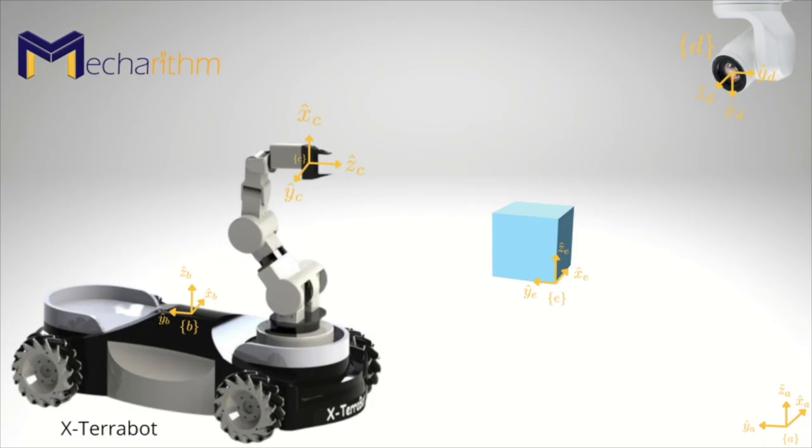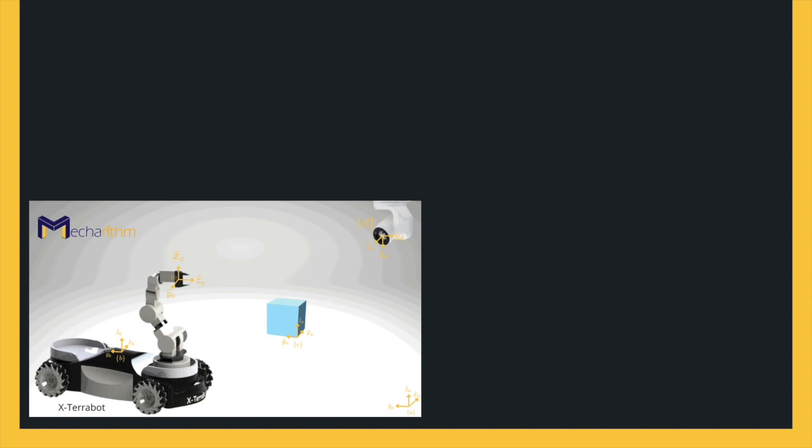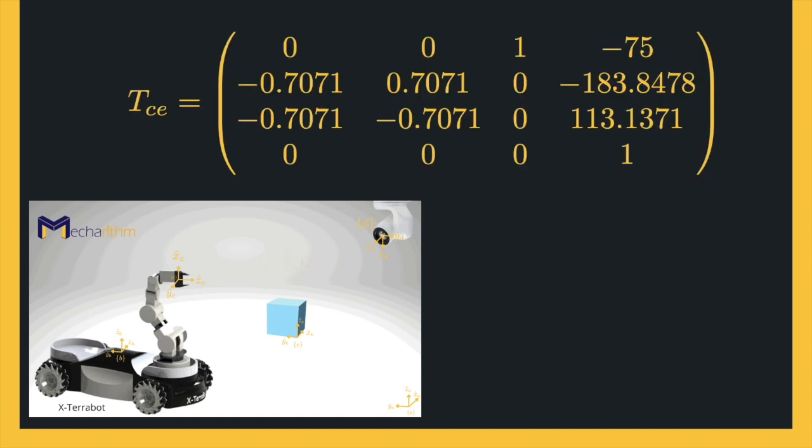Suppose an arm-mounted mobile robot, XTerraBot, is moving in a room and wants to pick up an object with body frame E with its end effector with the attached frame C. In the homogeneous transformation matrices lesson, we calculated the configuration of the object relative to the robot's end effector as the transformation matrix TCE. Please refer to that lesson to figure out how we got this matrix.